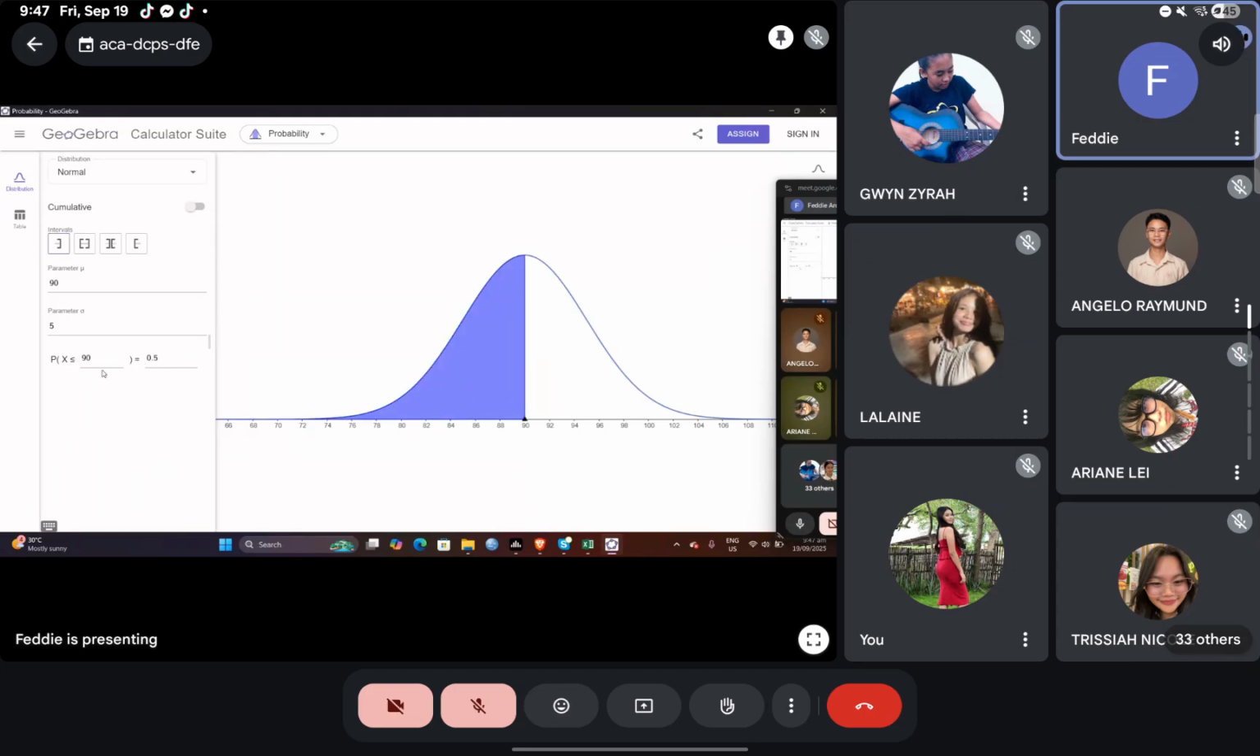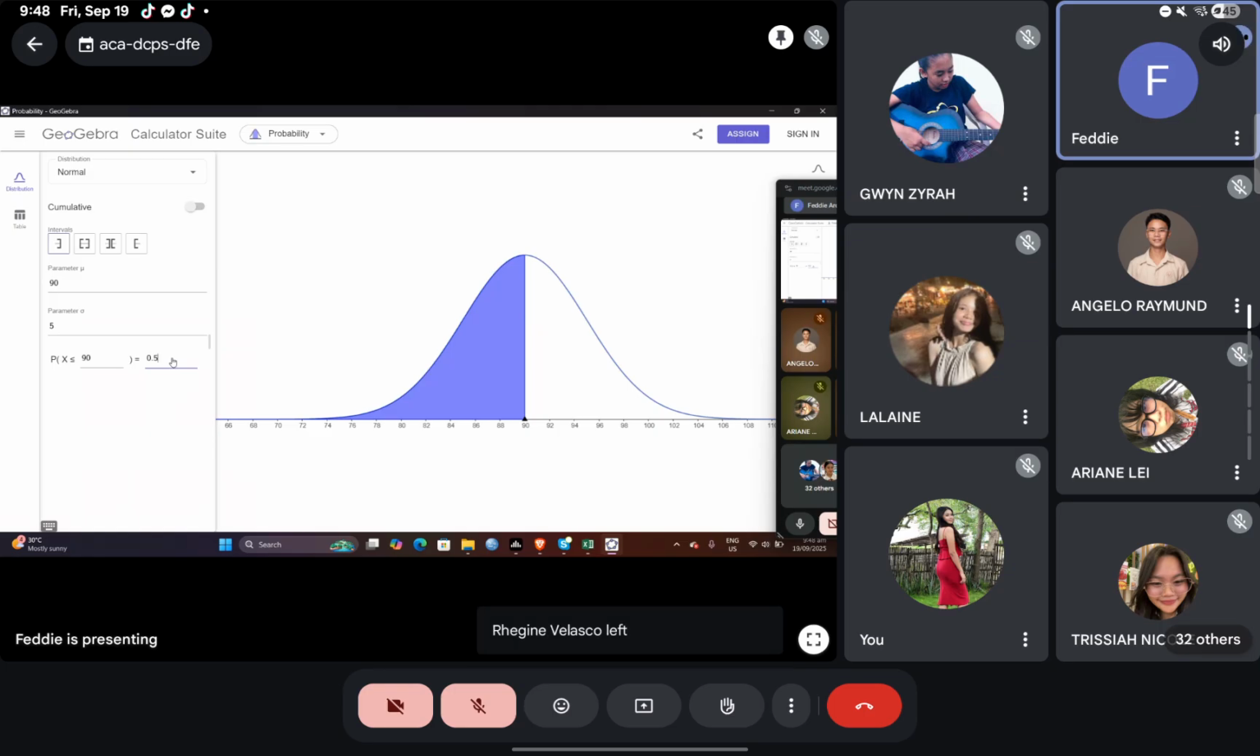Now, as you see, the shaded region in the middle is 90, and the shaded region to the left of 90 comprises the probability that MM's lunch costs less than 90 pesos. In other words, the calculation will give you an area of 0.5. So the probability that her lunch costs less than 90 is 0.5, or we can say 50%.